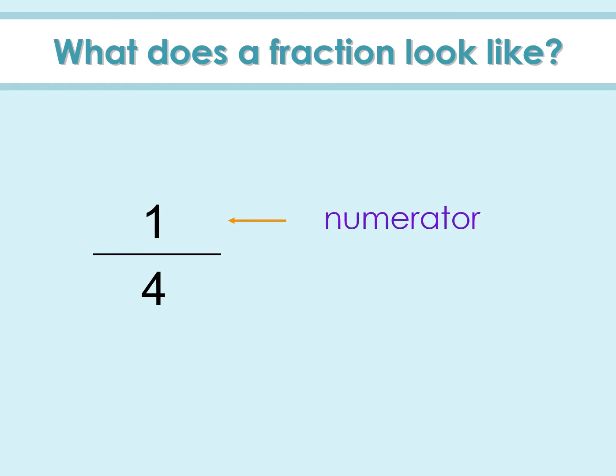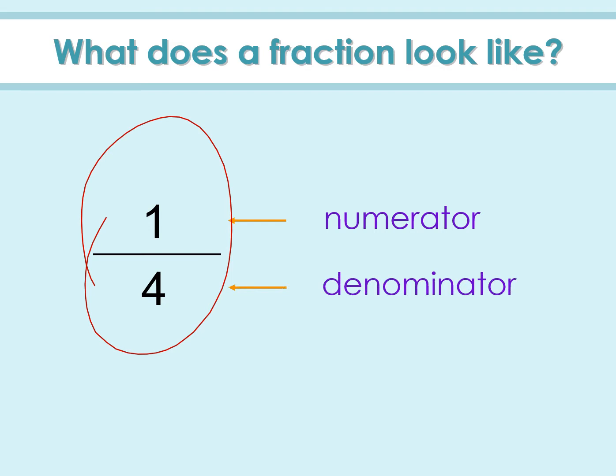When we're doing a fraction, it would look like this. We would have a numerator on the top. The numerator is the number of items shaded or not shaded, and the denominator is the number on the bottom. That's the total number of pieces in our shape.